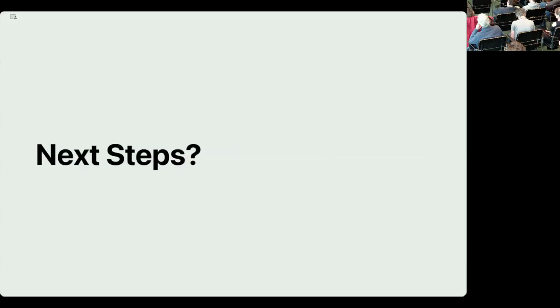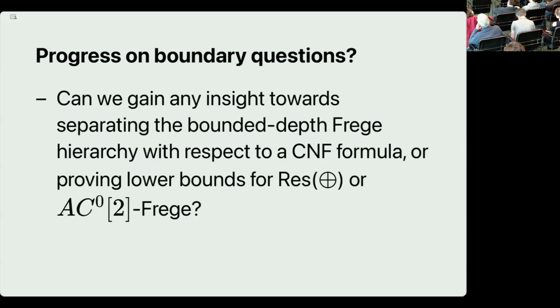So let's talk about what I think the next steps for this kind of theory are. The most obvious one that people are probably thinking about is, can this lead to progress on boundary questions, right? The famous boundary questions in proof complexity. One obvious question is separating the bounded depth Frege hierarchy with respect to a CNF. This has been considered in bounded arithmetic and was one of the original reasons for looking at all these characterizations in the first place. But I think there are also other interesting questions that you can ask here.